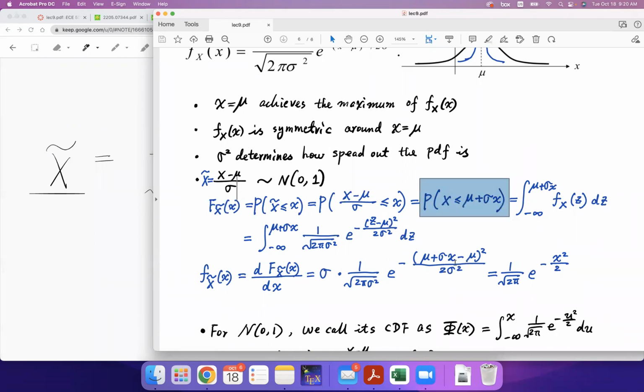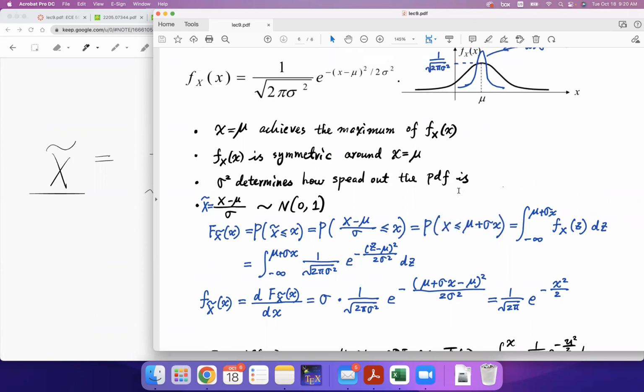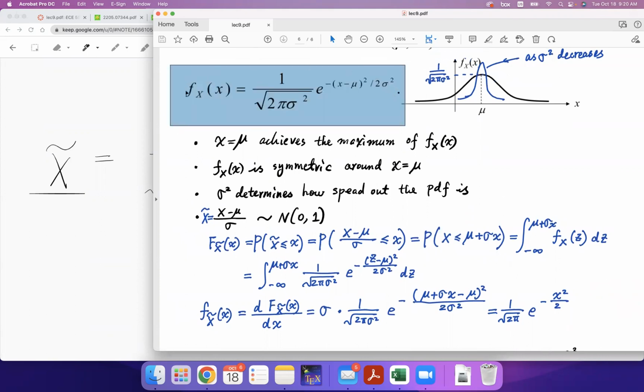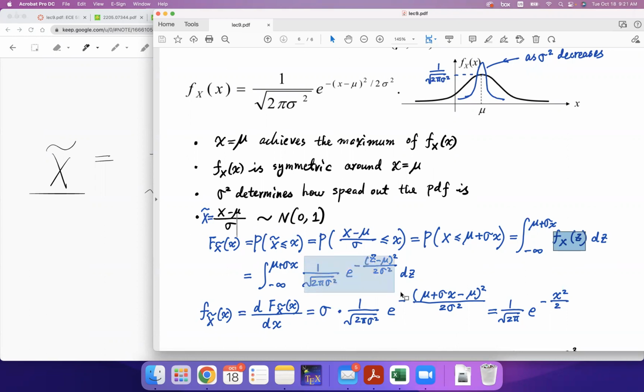Now this is a standard form of the CDF of the random variable X. It's the probability of random variable X less than or equal to something. Since we know the CDF of X, as the random variable X follows a Gaussian distribution with mu and sigma, we simply integrate the PDF of X from negative infinity to this upper limit, mu plus sigma times small x. Then we plug the PDF into this integration formula, and we end up with this complicated integration.